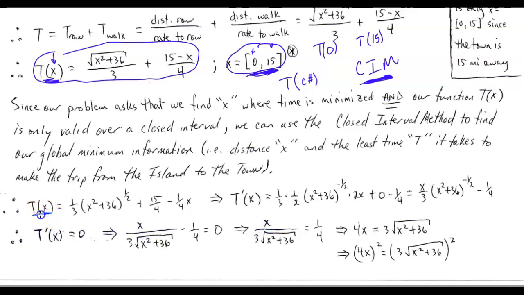So I come here, take the derivative of this function T of x here. And of course, you can see me going through all that. I won't bore you with the details, but the end result ends up being this: 1/3 x times (x squared plus 36) raised to the minus 1/2, minus 4. And then I set that equal to 0. I've changed the way this looks from fractional exponent form into root form because it's going to be easier for me to solve it that way.